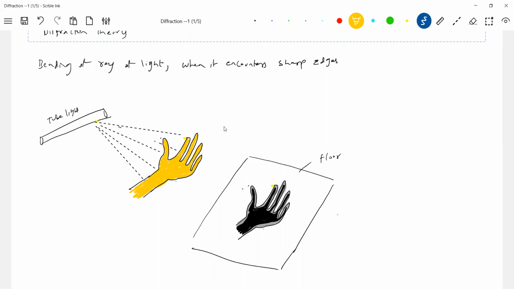Any reason for that? When the light arrives here, it will encounter the edges, and due to that the light starts bending. Due to that bending, what happens? Here complete dark should come, but some light will enter. Here no light. So we have to give the reason: some light entered. That's why this will come.